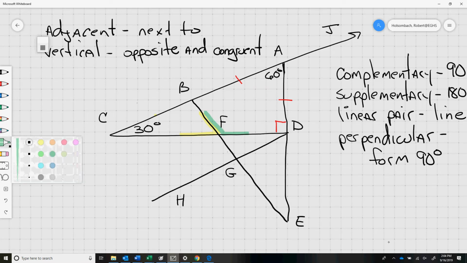You've got this angle right here, FGH, and it's supplementary and adjacent to HGE. Those two angles next to each other, they form a line. Okay?